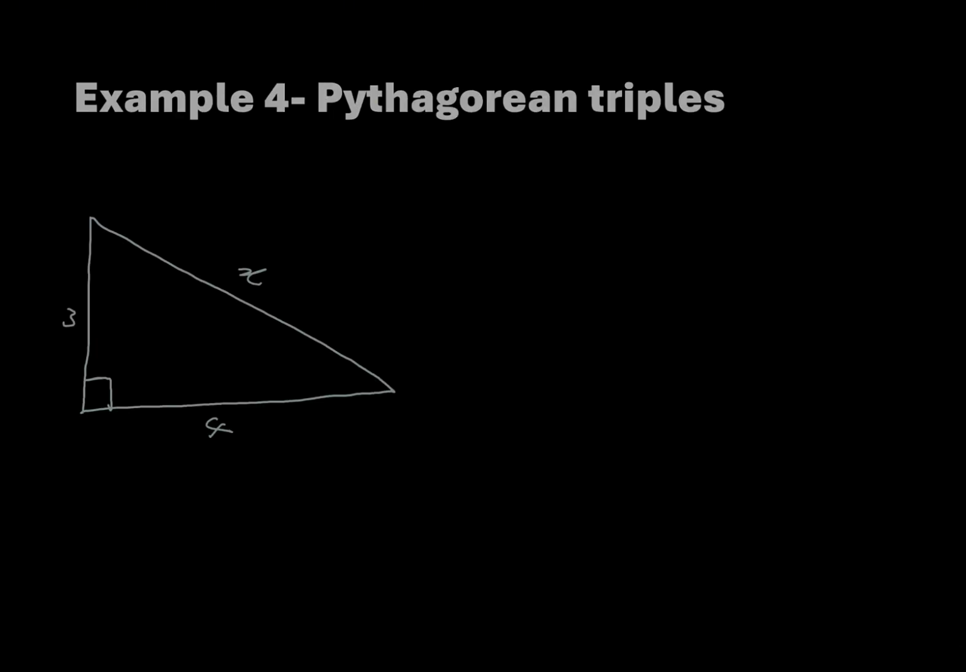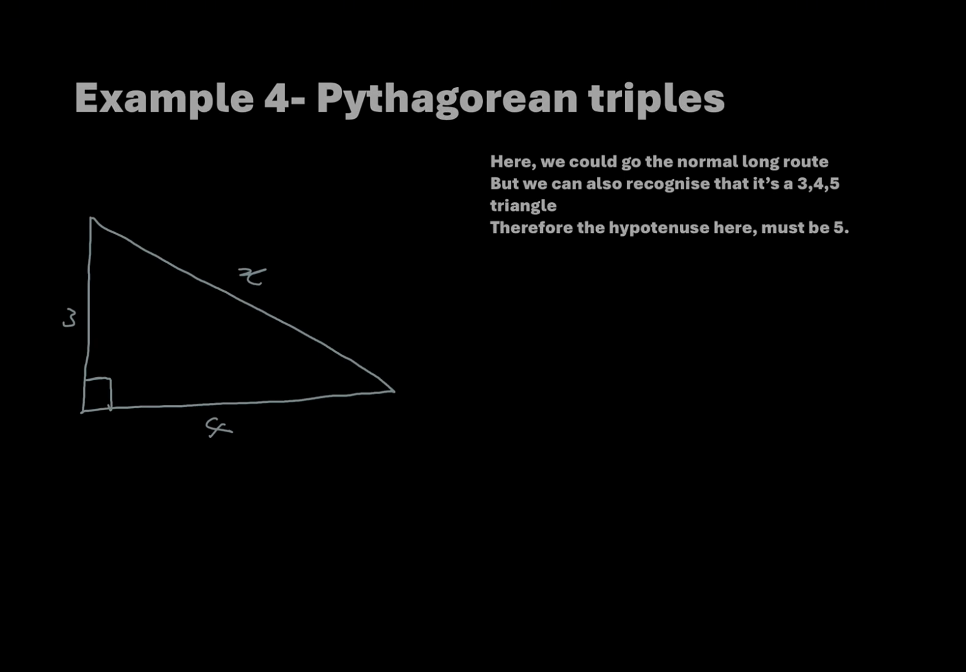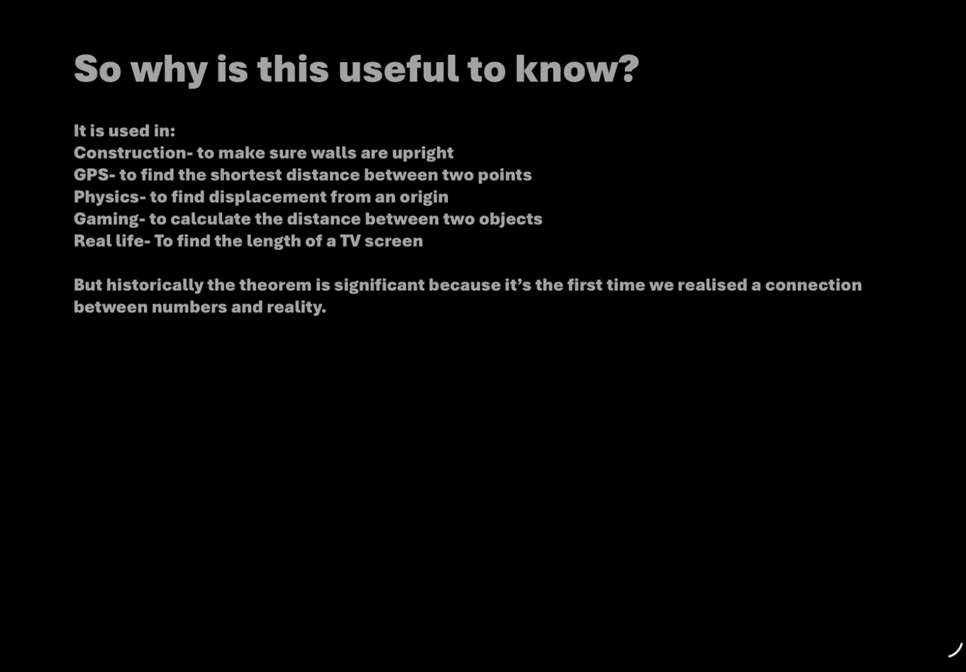Here's an example of it. You could go through the normal long route and it'd take you a while, but you'd get to your answer. Or you could just realise it's a 3, 4, 5 triangle. 5. Done.